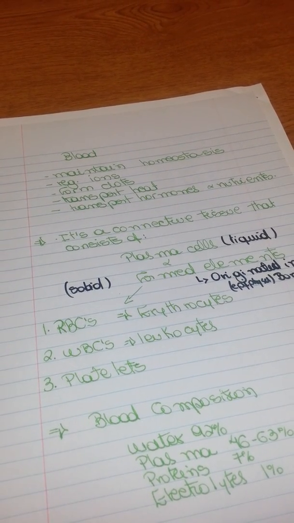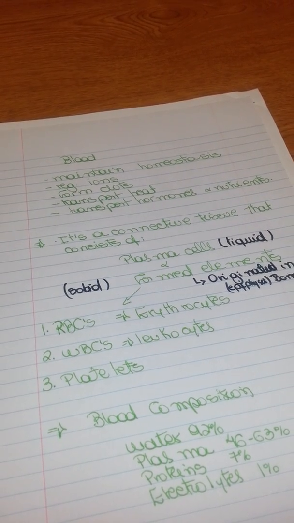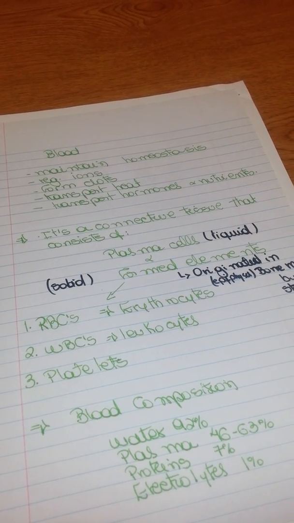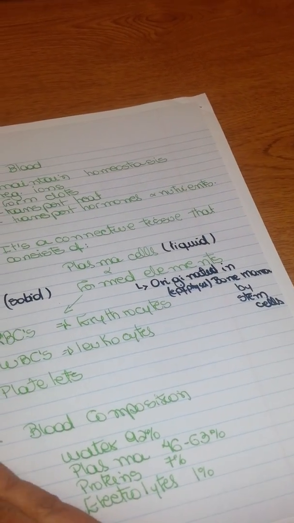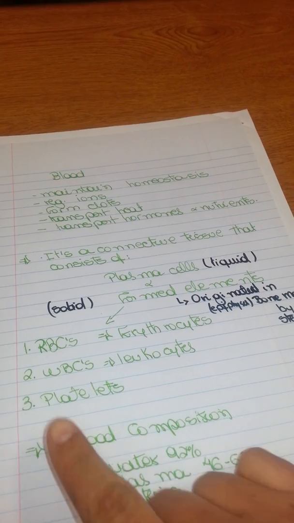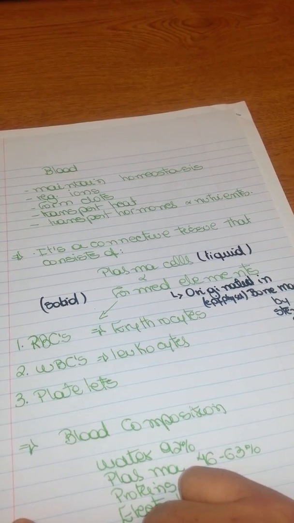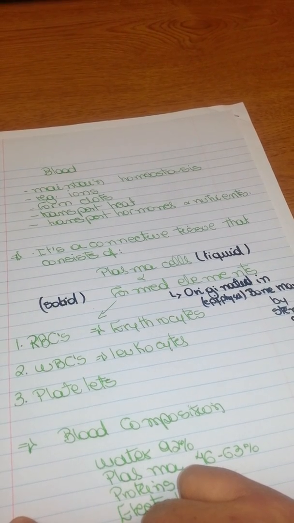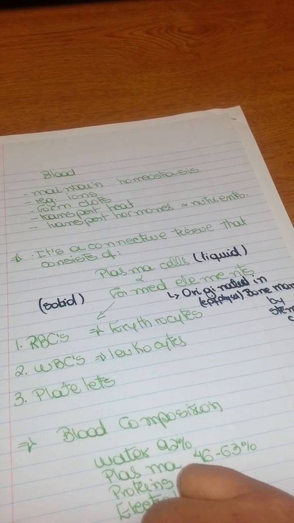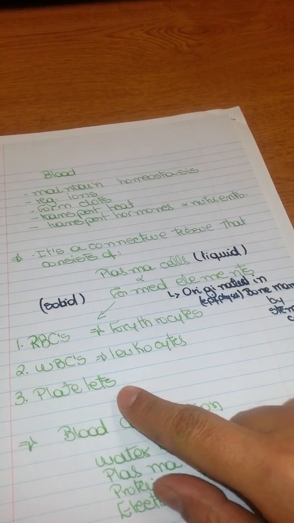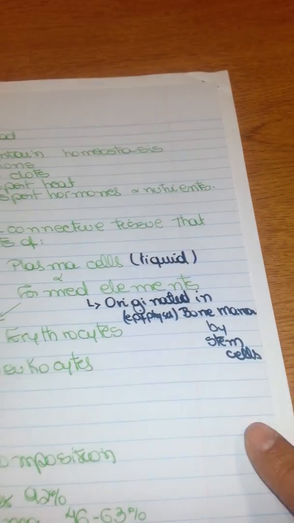And the blood is made of plasma, which is the liquid part of the blood, and formed elements. The formed elements are the solid part of the blood. The formed elements are the red blood cells, the white blood cells, and the platelets. Another name for red blood cells is erythrocytes, and white blood cells are leukocytes. And the platelets are the cells that act when a clot needs to be formed.